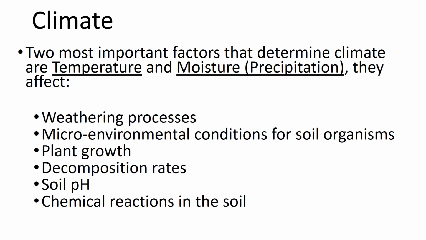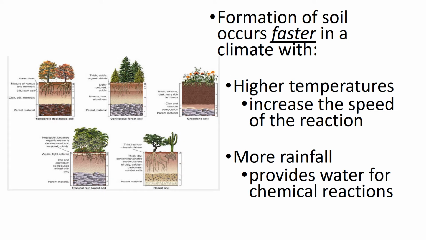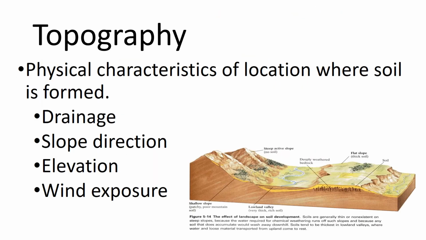Another factor is climate. And so just like climate, right, temperature and precipitation, they're going to affect the weathering process. Looking at the conditions for soil organisms, so there's tons and tons of organisms in the soil, lots of microbes. What plants are going to grow there, how fast the decomposition rates are, what the soil pH is going to be, and then also any chemical reactions happening in the soil are going to be affected by temperature and water. And that's why our biomes all have different soil horizons, because the soil will actually form faster with high temperatures and lots of rainfall. So, you're going to end up with a lot faster soil formation with these conditions.